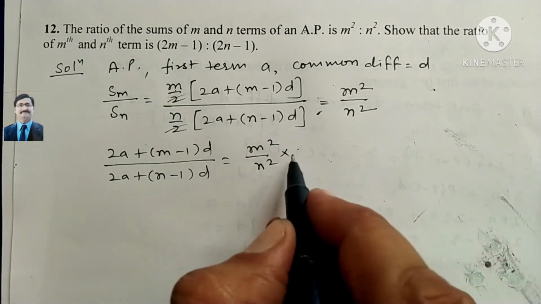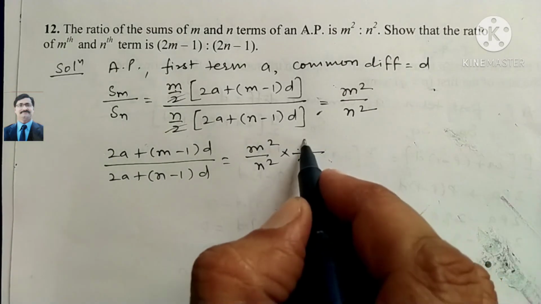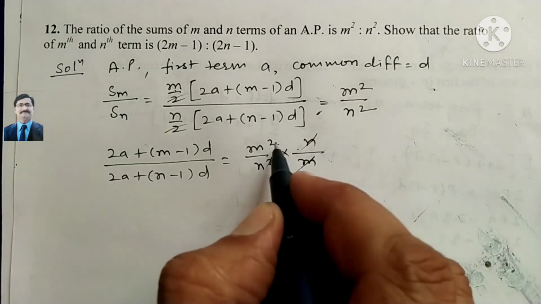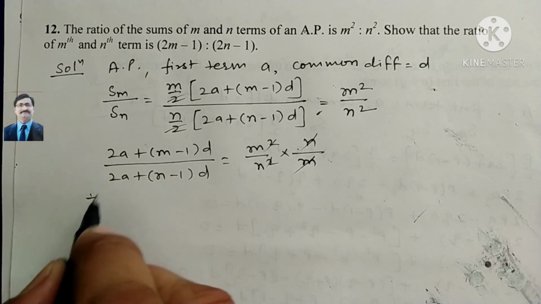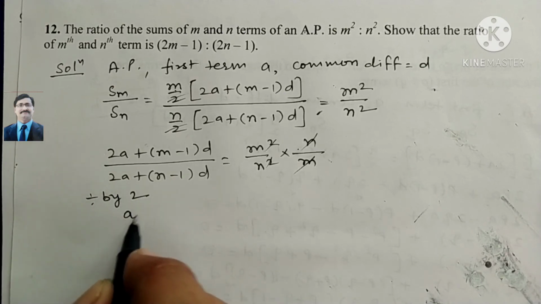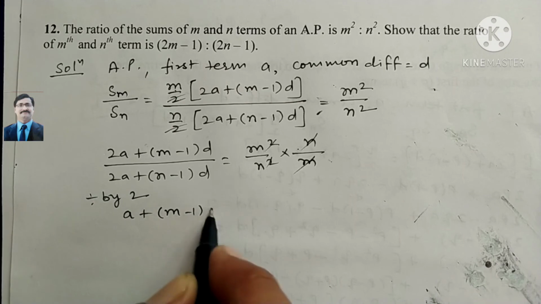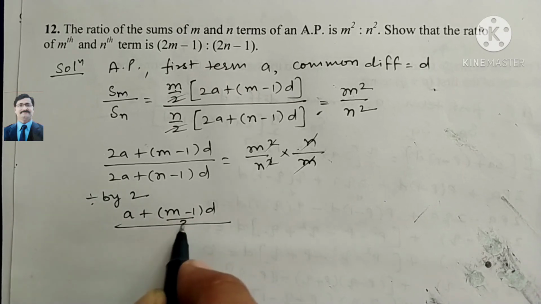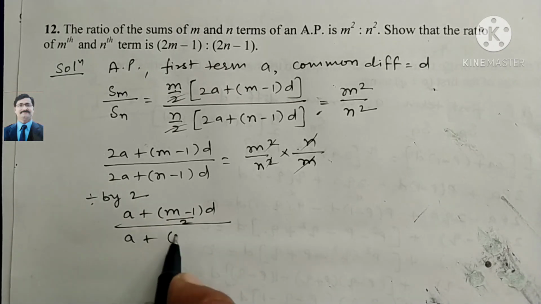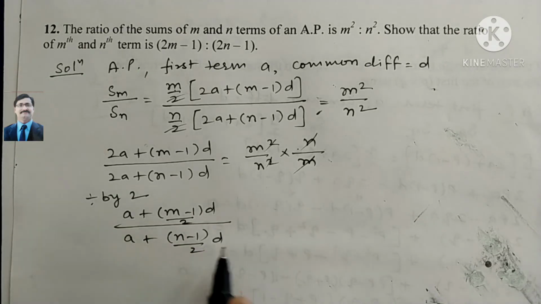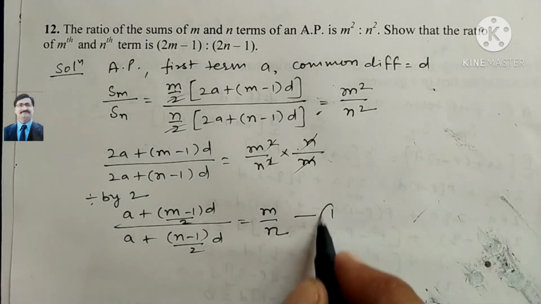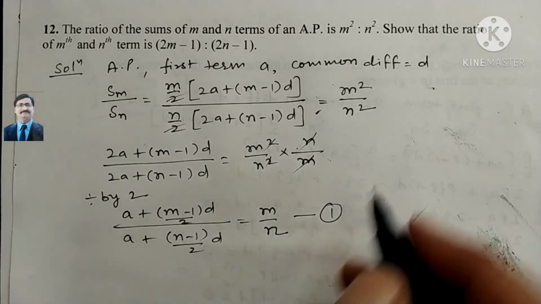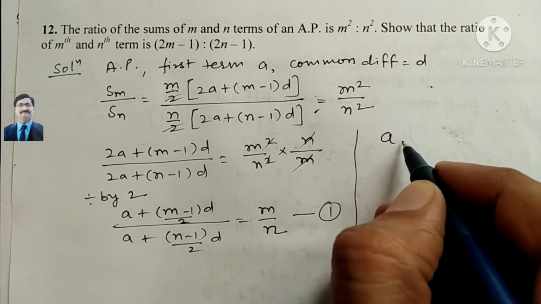Look at this, m will be in denominator and n will be in numerator, one n cancels, one m cancels, and these terms we divide by 2, we get here a plus m minus 1 upon 2 into D upon a plus n minus 1 upon 2 into D, and this is equal to m upon n. Look at this, this is equation 1, and we will find the AP term.